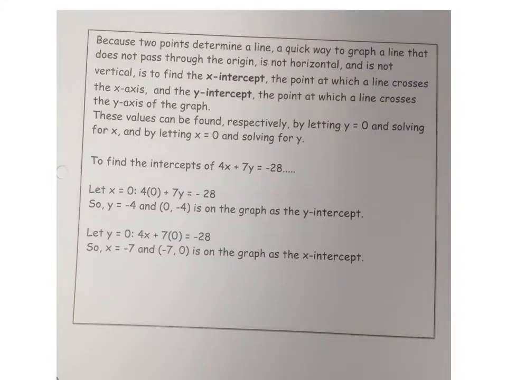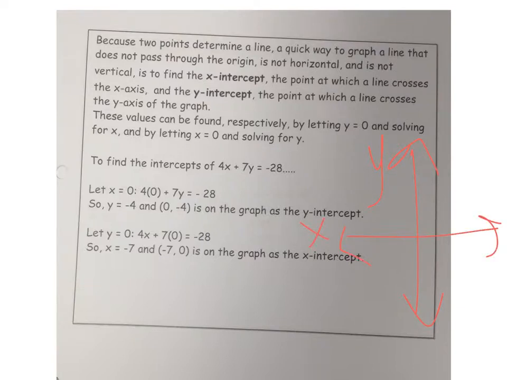So I'm going to read this to you. Because 2 points determine a line, a quick way to graph a line that does not pass through the origin, that's the 0, 0 center part of the graph, is not horizontal and is not vertical, is to find the x-intercept. That's the point at which it crosses that axis. The x-intercept, we've got the y-axis here and the x-axis here.